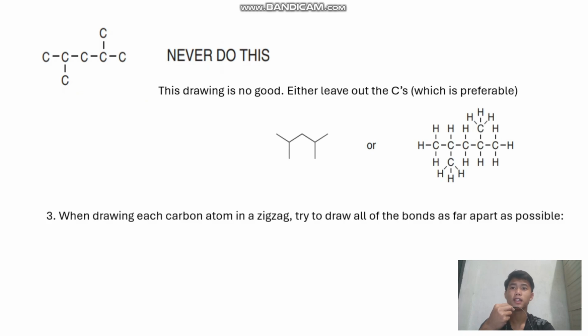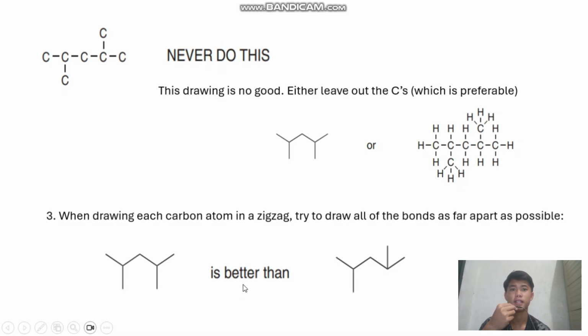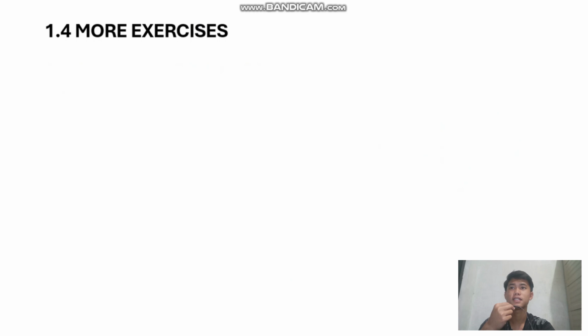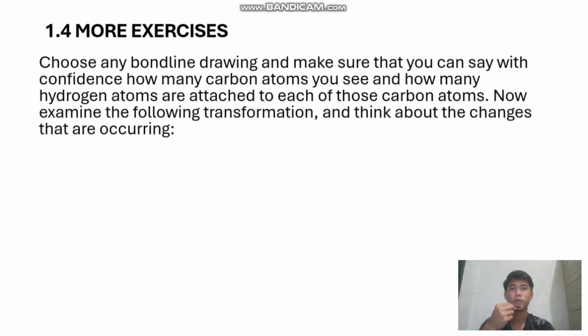Third, when drawing each carbon atom in a zigzag, try to draw all of the bonds as far apart as possible. So, this drawing is better than this. So, more exercises. Choose any bond line drawing and make sure that you can say with confidence how many carbon atoms you see and how many hydrogen atoms are attached to each of those carbon atoms.